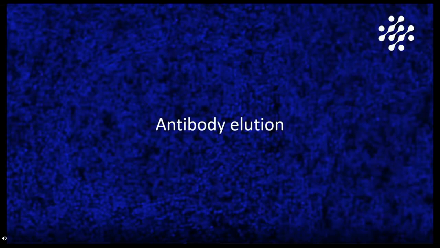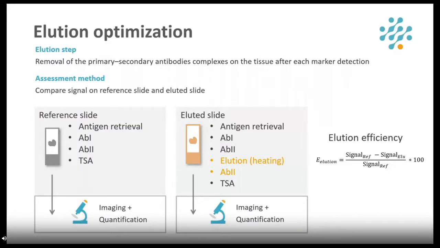The third axis of the project is the elution optimization. The role of the elution step is to ensure a proper removal of the primary-secondary antibody complex between 2 marker detections. The method that we use on LabSat is simply applying a high heat to the tissue.